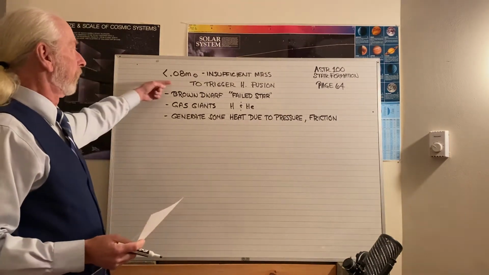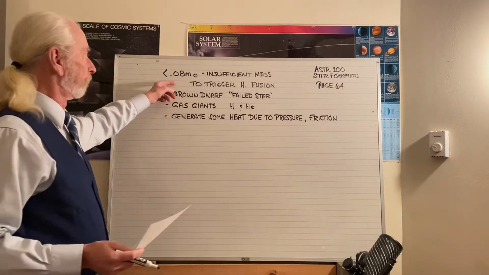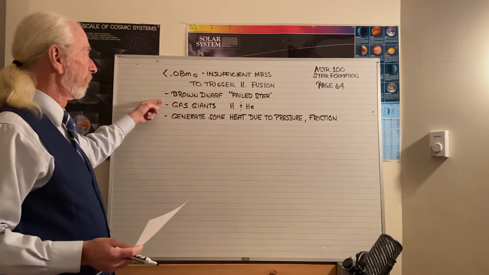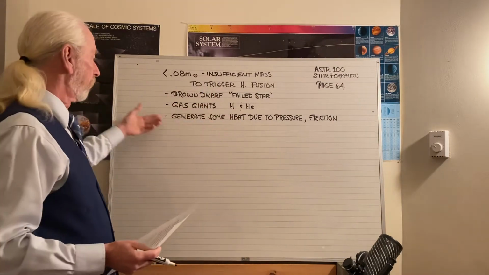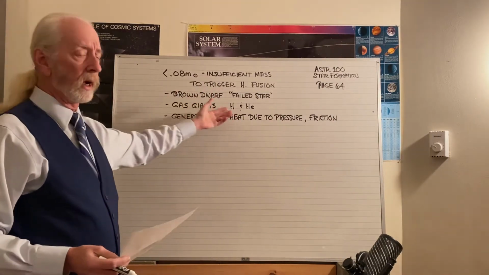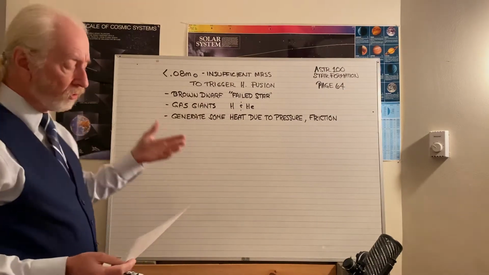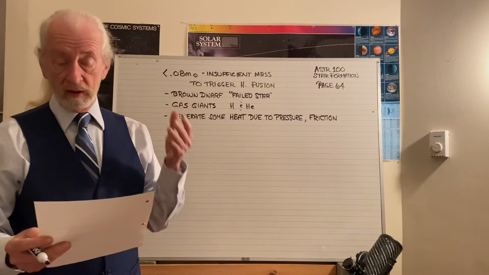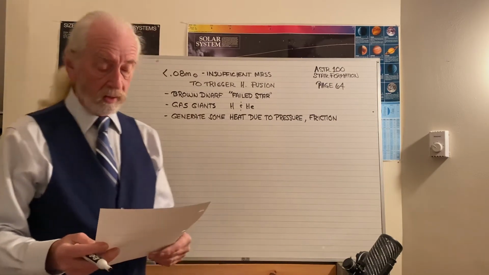In broad general terms, less than 0.08 solar masses, insufficient mass to trigger fusion, you wind up with a brown dwarf, otherwise known as a failed star. They're gas giants, primarily hydrogen and helium, and they do generate some heat because there is some mass there, and there is going to be some pressure, and therefore there will be some heat.